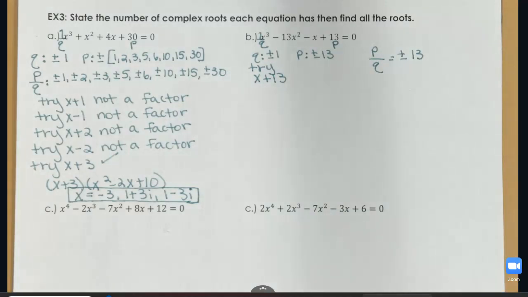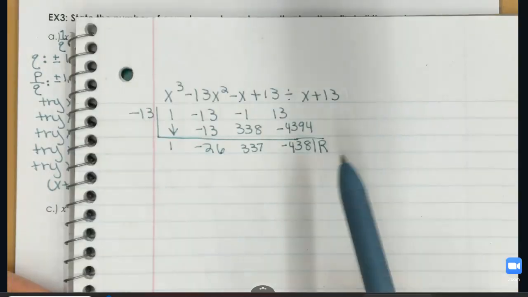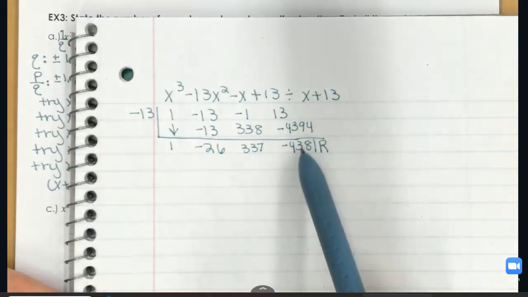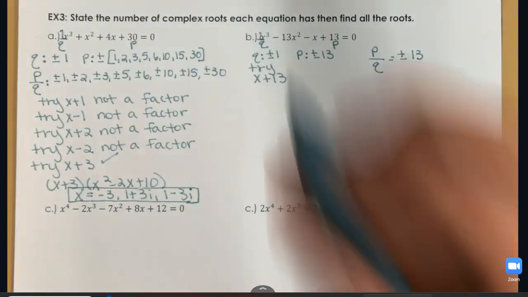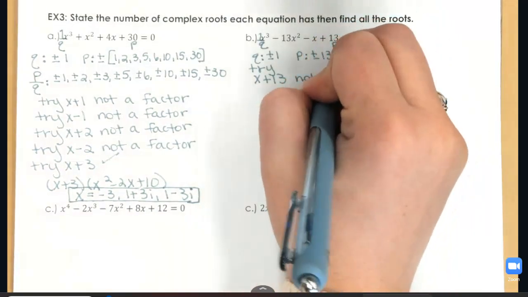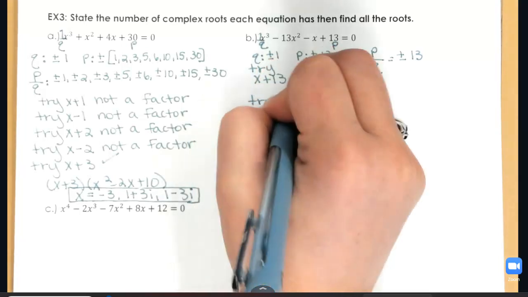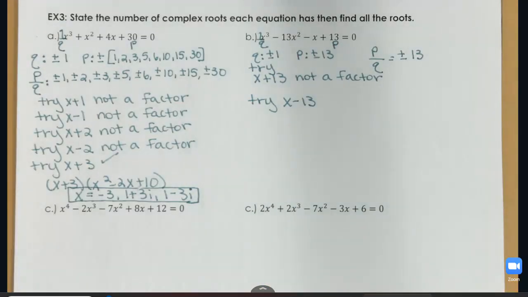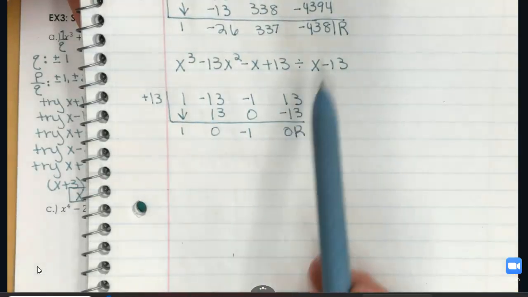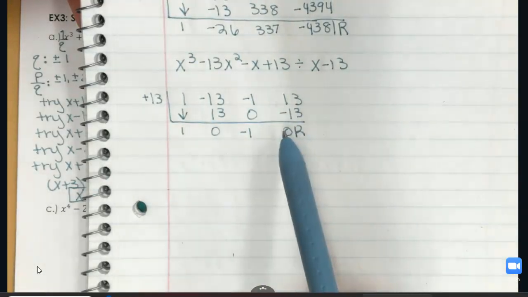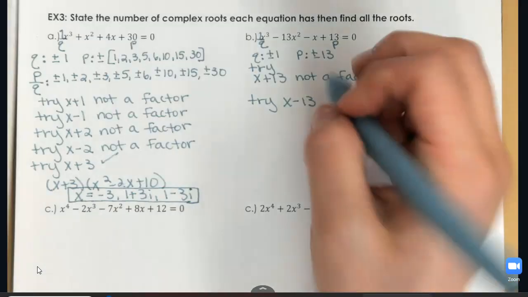Again, I'm going to pause to do the work for this on my scratch paper. And here's my work for dividing x plus 13. Got a really large remainder, so this one is definitely not a factor. So now let's try x minus 13. Again, I'm going to pause to do that scratch work. Okay, and there is that scratch work for dividing x minus 13. I got a remainder of 0, so this one is a factor.